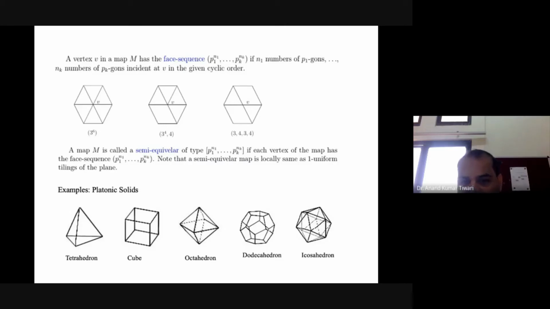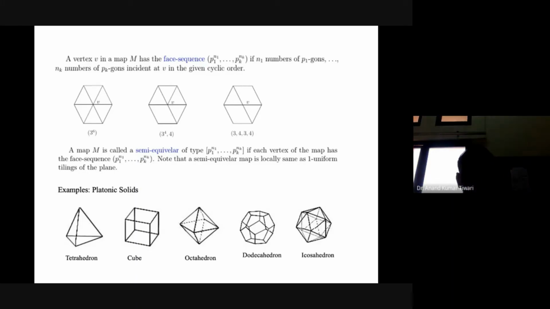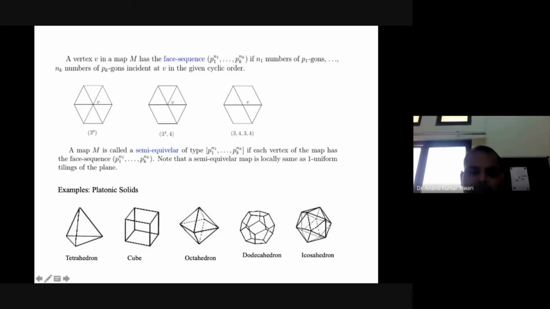Note that semi-equivalent maps are locally the same as one-uniform tilings, because in the case of one-uniform tilings we have only one kind of appearance. So these are examples of semi-equivalent maps on the sphere. The tetrahedron is a semi-equivalent map of type 3 to the power 4, because at each vertex exactly 4 trigons are incident. The cube is a semi-equivalent map of type 4 to the power 3, and the icosahedron is a semi-equivalent map of type 3 to the power 5, because at each vertex exactly 5 trigons are incident.